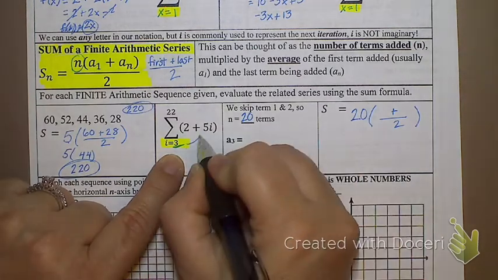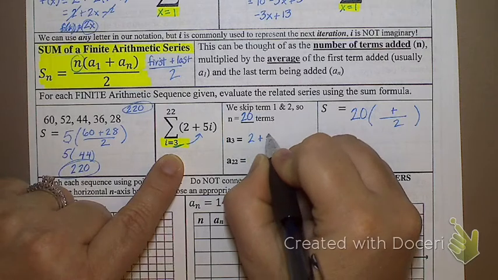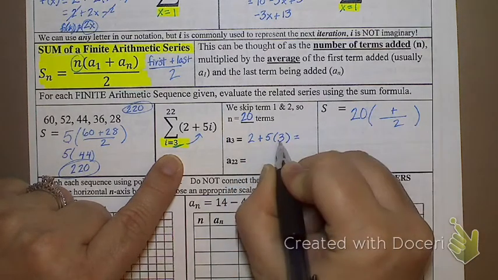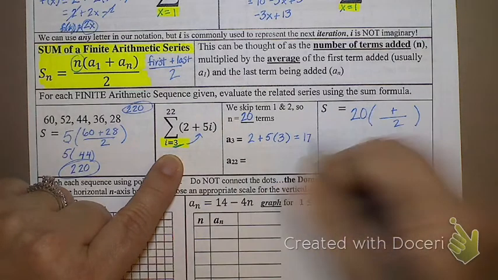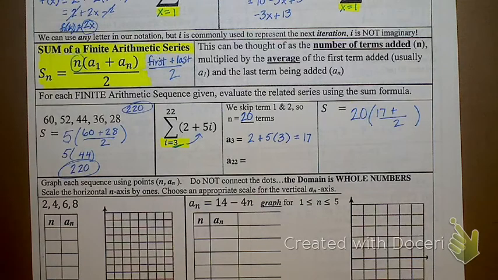So if I plug in 3 into here, I get 2 plus 5 times 3, which is what? 5 times 3 is 15 plus 2 is 17. That's the first term that I'm talking about as far as what I'm adding together. Is that the first term of the sequence? No, it's actually the third term of the sequence. But that's the first term of this part of the sequence I'm adding together.